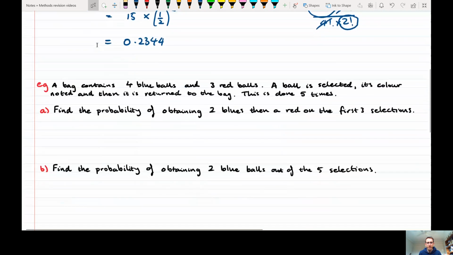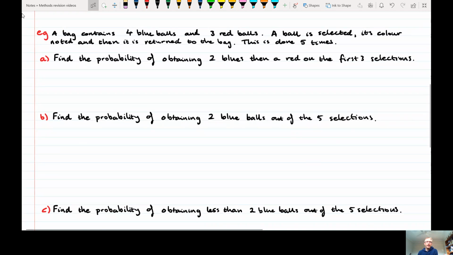Let's have a go at another example. A bag contains 4 blue balls and 3 red balls. A ball is selected, its color noted, and returned to the bag. It's done 5 times. Ooh, 5 times, that must be the trials. We've got 7 in total in there, so the probability of getting red is 3 over 7 and blue is 4 over 7. Okay, they're complementary events.